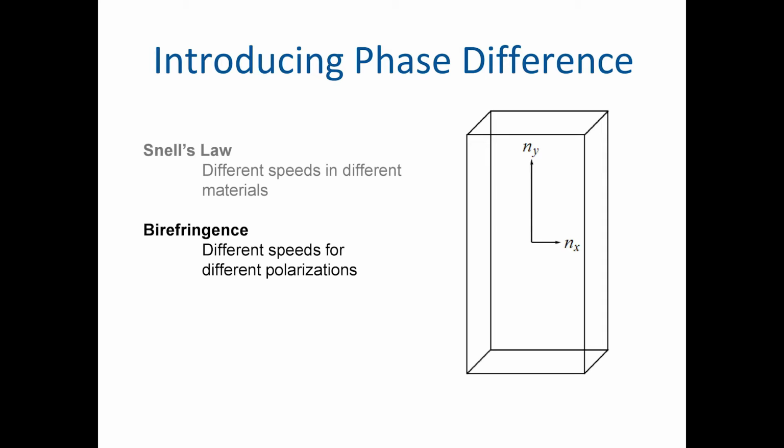A birefringent material has indices of refraction that are different in the y direction and x direction. So we see in this picture here, we have ny, which represents the index of refraction in the vertical direction, and we have nx, which represents the index of refraction in the x direction, the horizontal direction. And these two, in a birefringent material, are not the same.